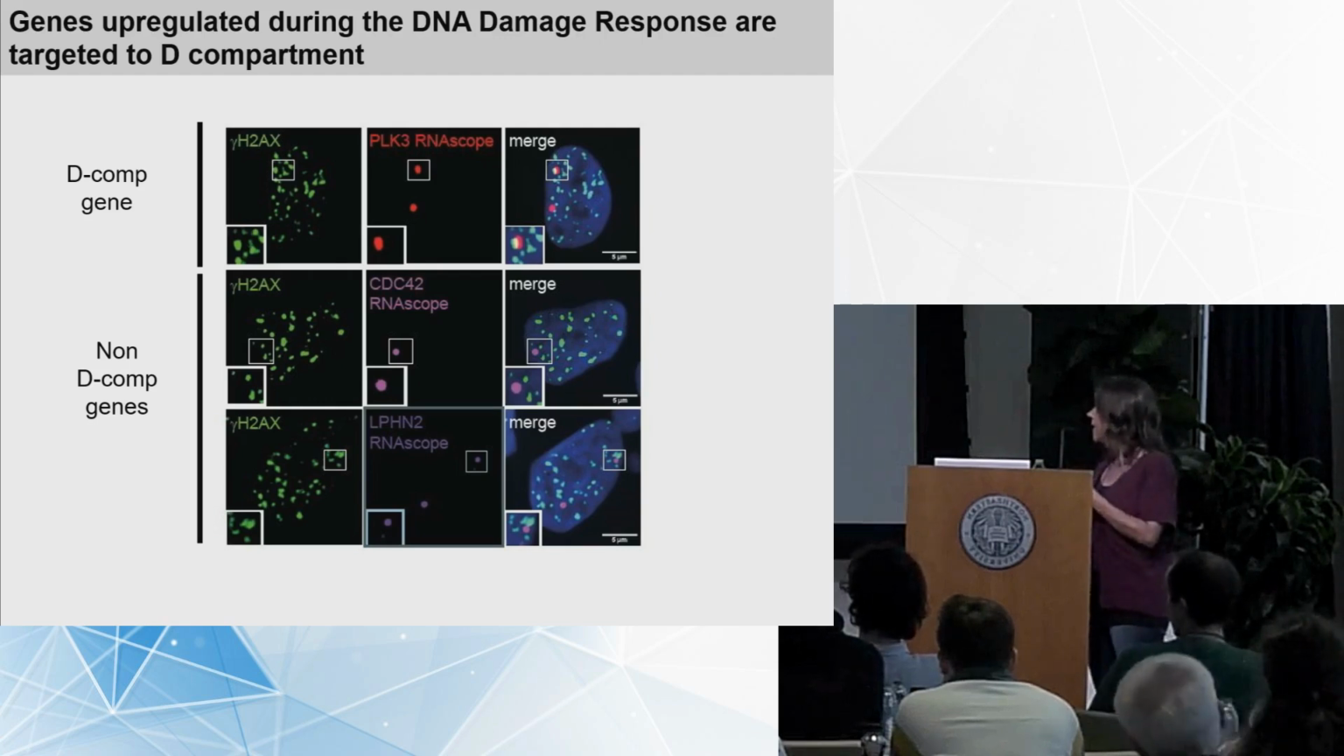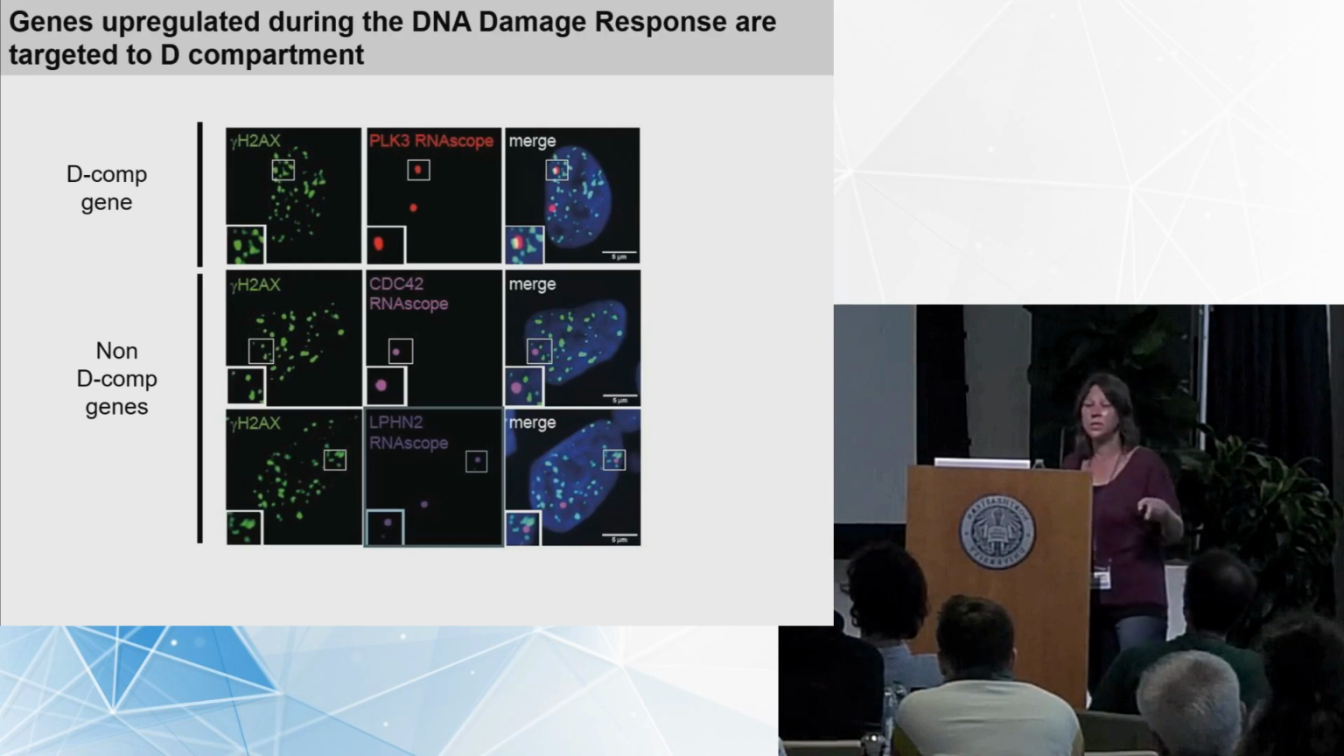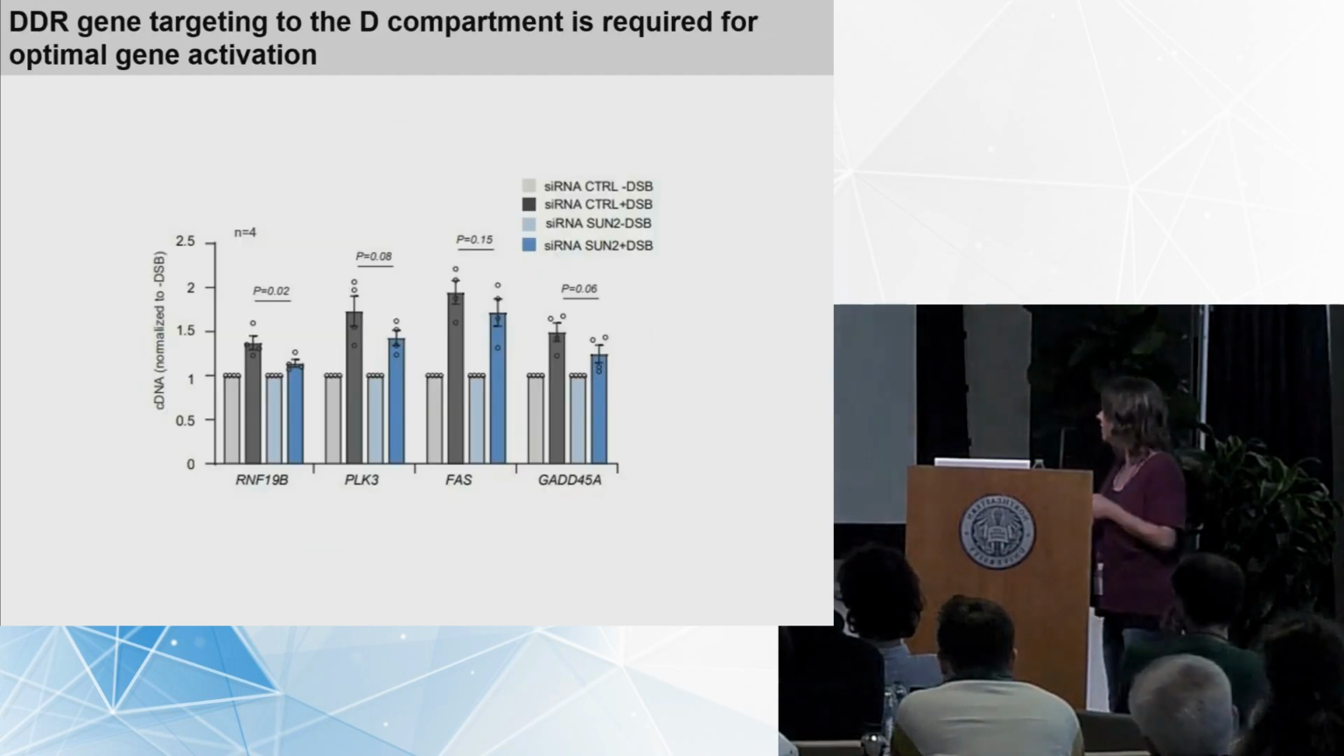We could see that indeed some genes like PLK3, a DNA damage responsive gene, co-localize with gamma-H2AX, and that's not the case for some other genes, including some genes that are also activated by the DNA damage response. So it's not like all the genes from the DNA damage response go to the D compartment.